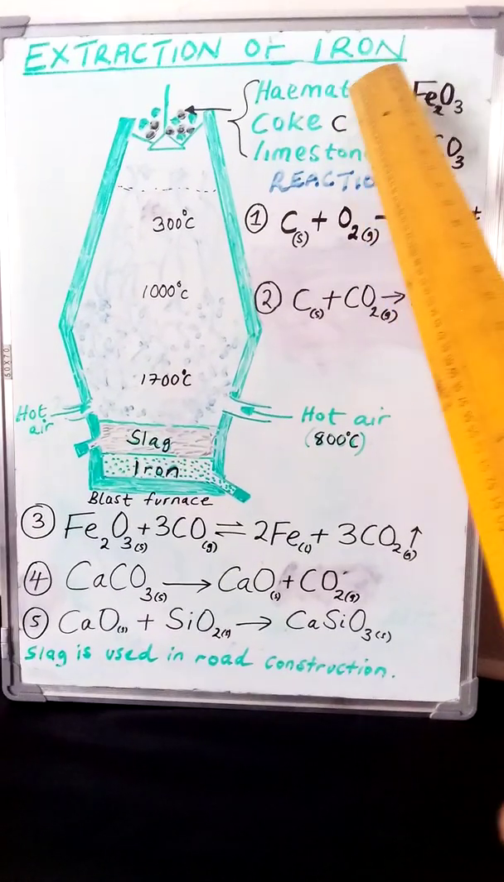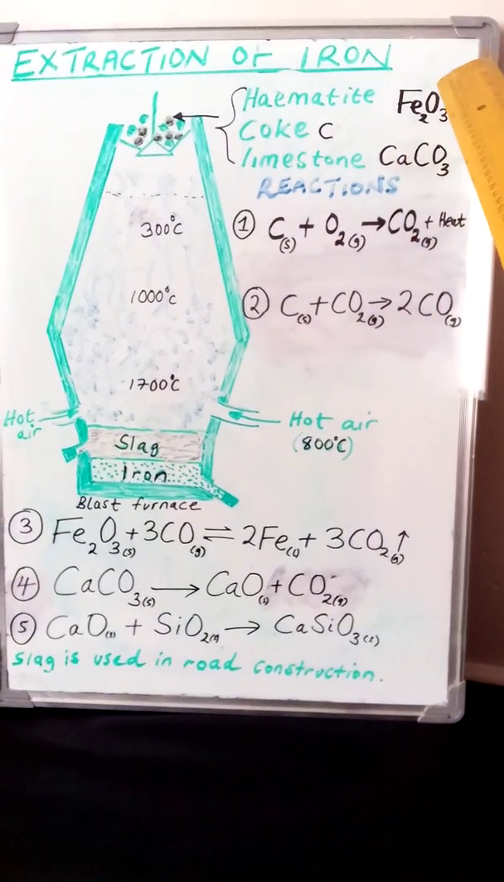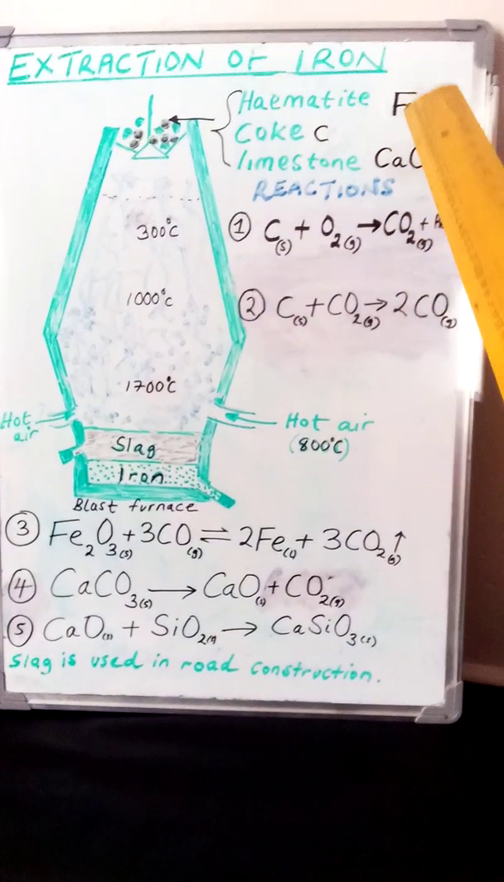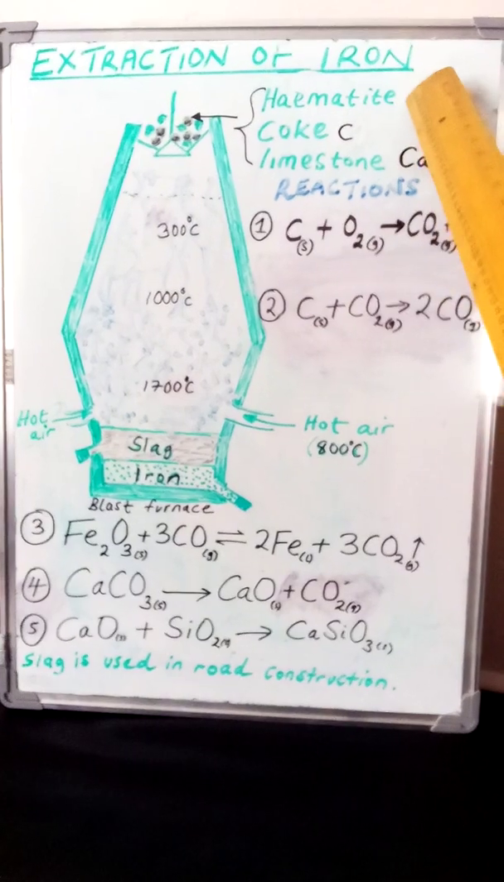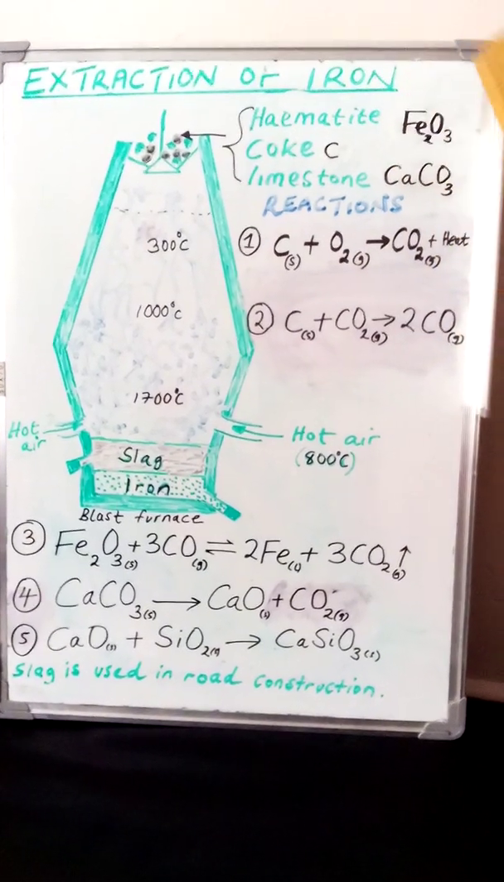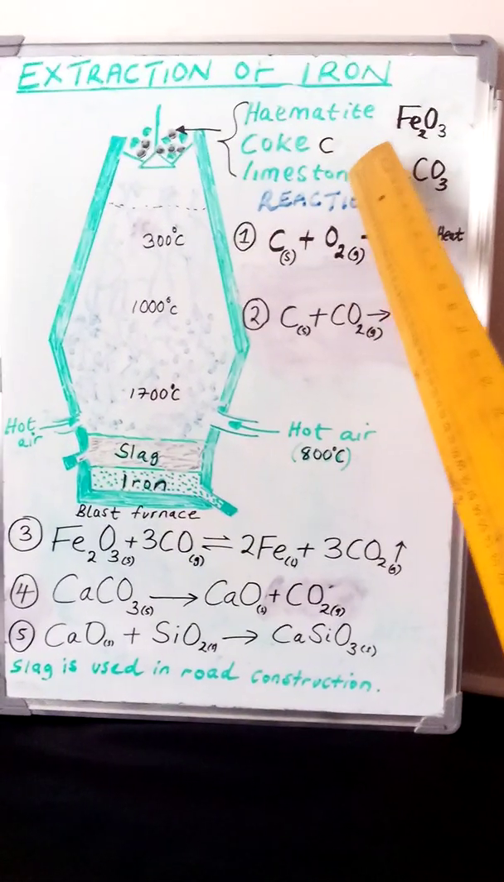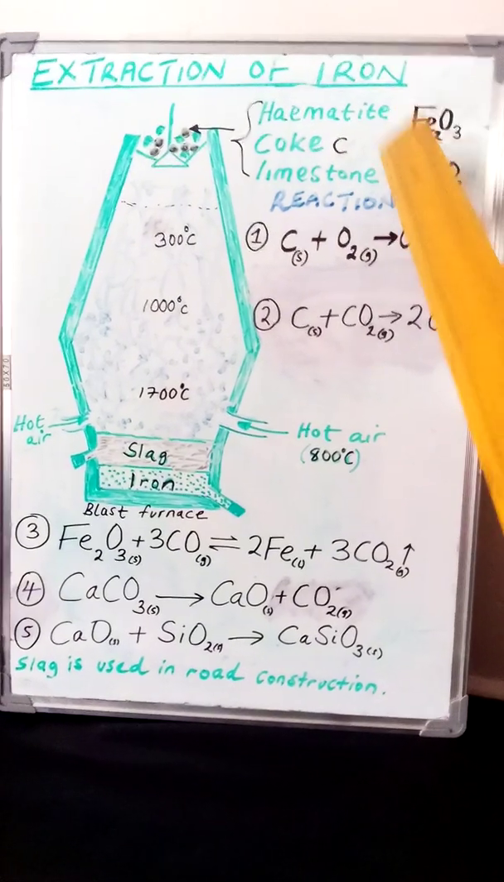So in hematite, our main focus, we obtain iron 3 oxide from it, and this is known as the iron ore. It is the main thing that we need in the extraction of iron. And then we have the coke and then the limestone there. So what are the things that take place?